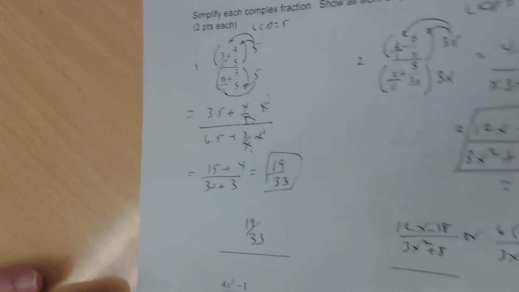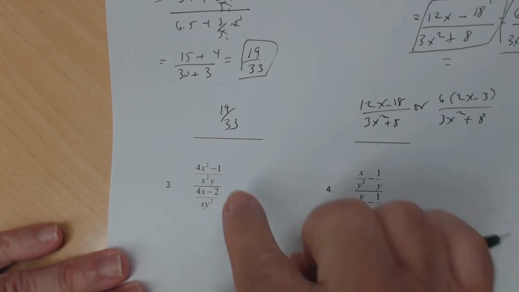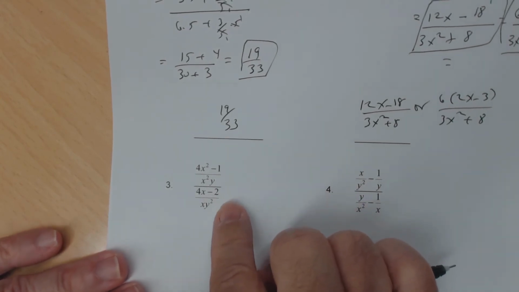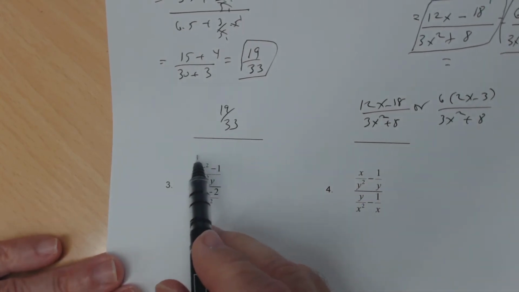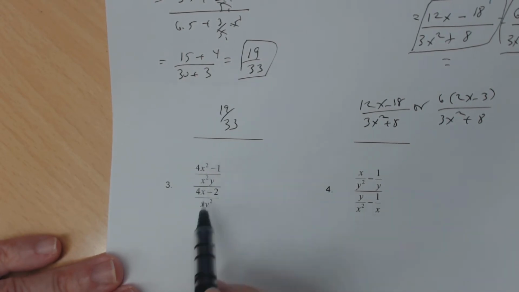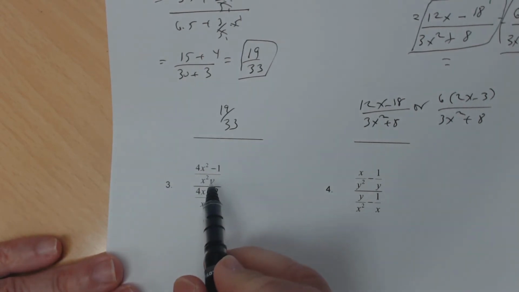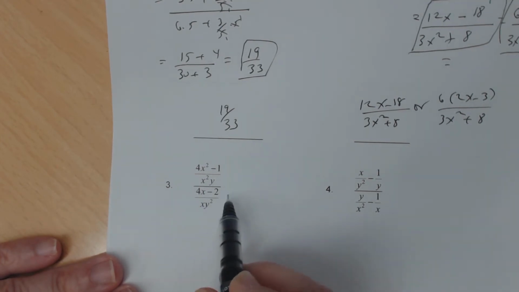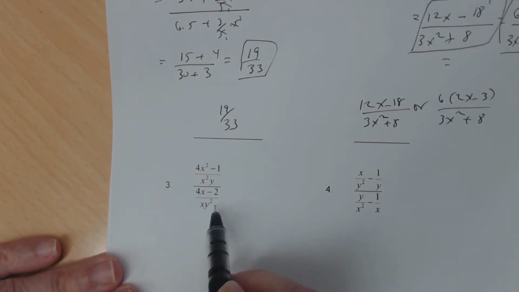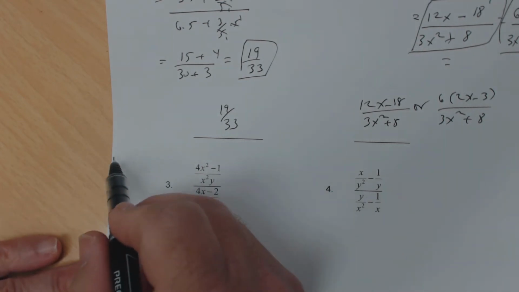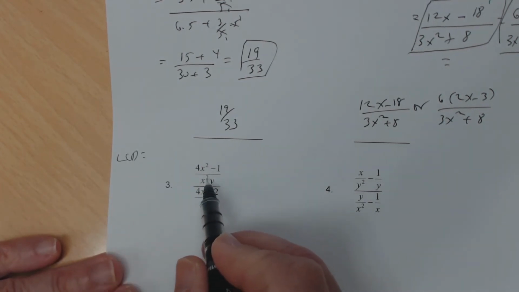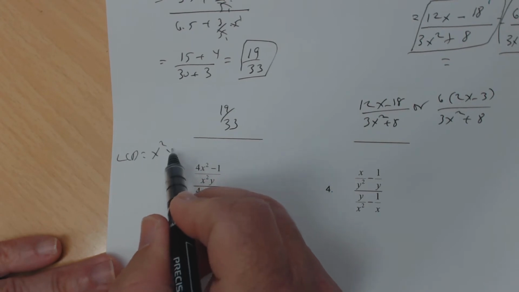Okay, the next one. Again, you have this complex fraction, so you have a fraction divided by another fraction, so that's what makes a complex fraction. Except this time you have one fraction in the numerator, one fraction in the denominator, and in the numerator, my denominator is x squared y. In the denominator part of the complex fraction, my denominator is xy squared. So the LCD, in this case, would be x squared y squared.